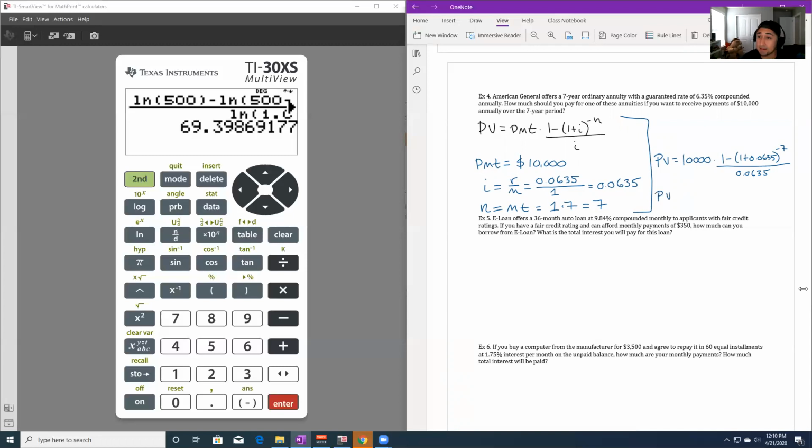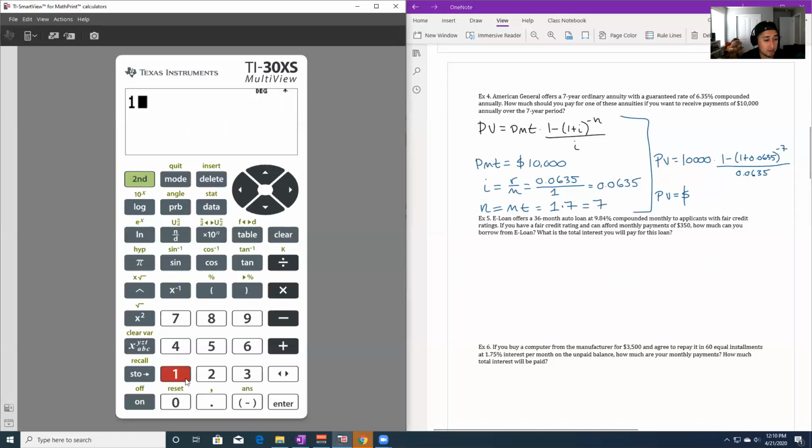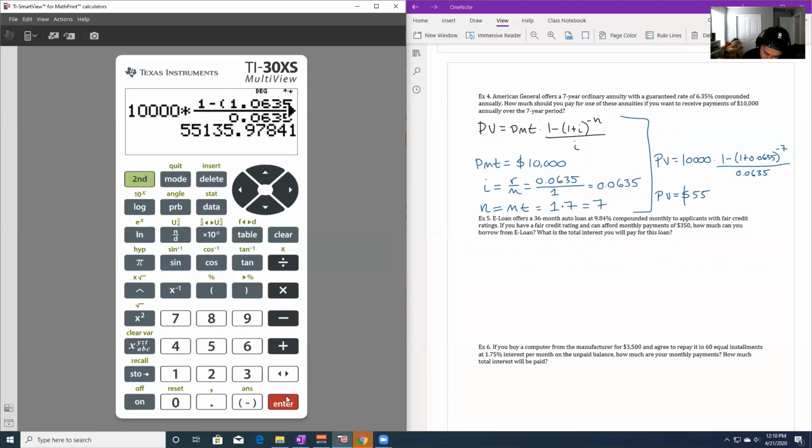So in order to receive these $10,000 payments, we must purchase this annuity for, let's see, 1 minus, that just becomes 1.0635 raised to the negative 7 over 0.0635. All right. And enter. We must put in $55,135.98. So that's how much we should pay for one of these annuities.